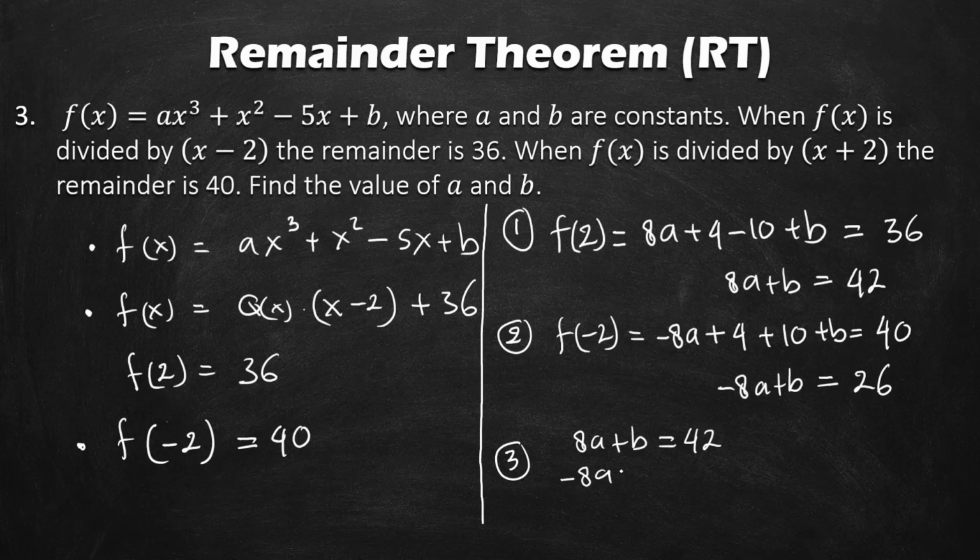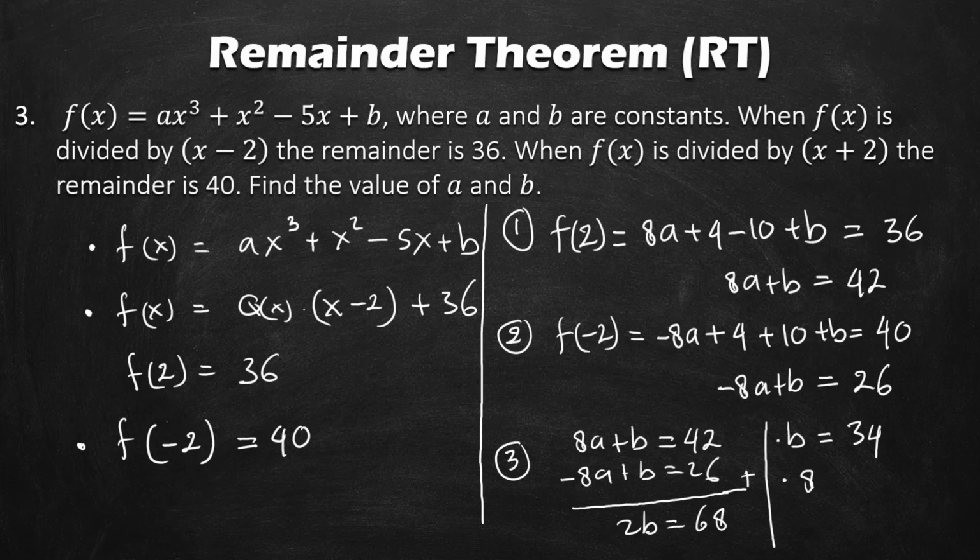The next one is plus b = 26, plus, so here we will get 2b = 68. It means that b = 34. Then 8a will be equal to 8, and then a will be equal to 1. So this is the value of b and this is the value of a.